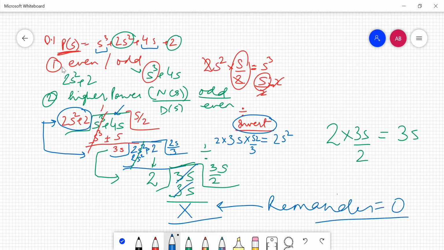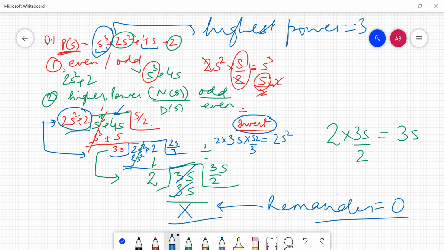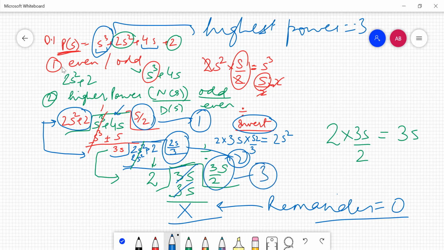So what we discussed is that the last remainder should always be equal to 0. Otherwise you need to keep on going with the CFE. You should carry on the CFE. Then we discussed the highest power of s. So s cube is the highest power. Here you can see that the highest power is 3, and you can also see that the number of quotients you are going to get is 1, this is second, and this is third. So 3 quotients are there.